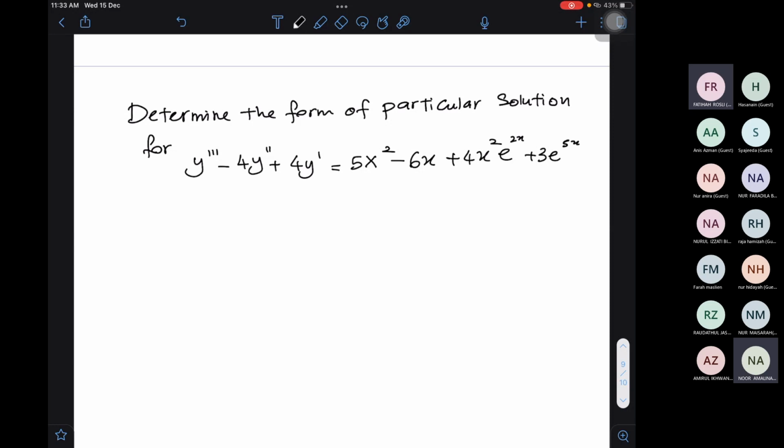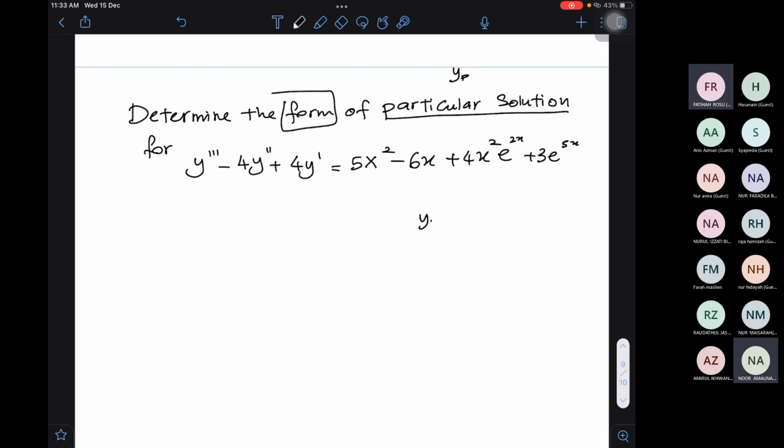Okay kelas, dia cakap macam ni. Determine the form of particular solution. So particular solution ni maksudnya YP lah. Kalau YC, complementary solution. Okay, so YP. For this non-homogeneous. So dia nak awak cari YP sahaja. Form of YP. Tak perlu selesaikan. Tak perlu cari constant apa.